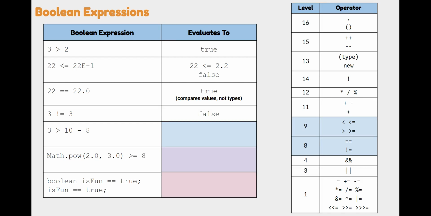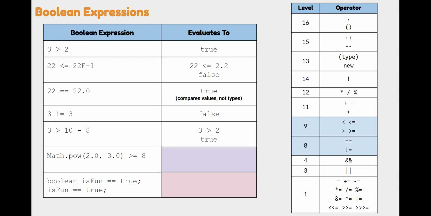Followed by 3 is greater than 10 minus 8. We have two operators in that expression. We have the greater than operator and we have the minus operator. We have to look at our precedence table to see which one we evaluate first. The subtraction operator has a higher level of precedence at an 11 than the greater than symbol that has a precedence of 9. We would do that subtraction first.